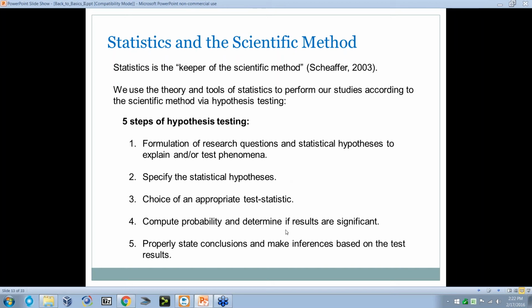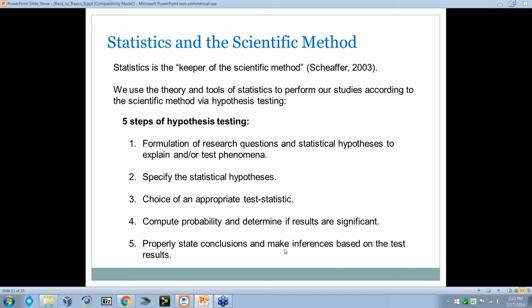Then you're going to compute a probability and determine if your results are significant according to the standards you've set. Usually it's a probability of 0.05 or less. Then you're going to properly state your conclusions and make inferences. A lot of people state their conclusions, but then they fall short when it comes to explaining what it might mean. So you definitely want to make your inferences.